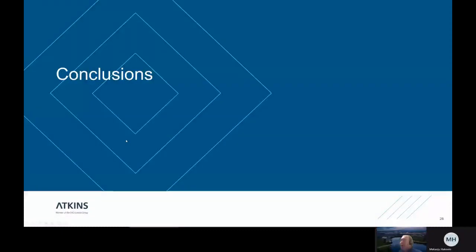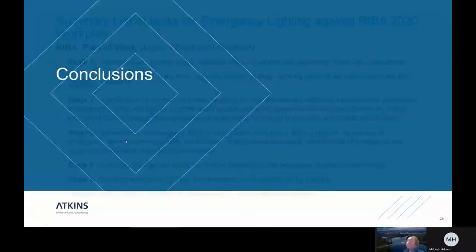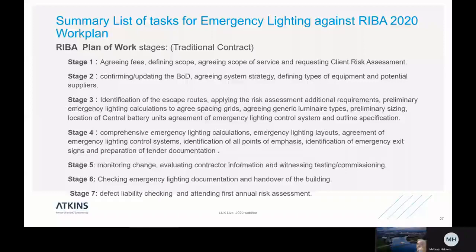So a few conclusions. Agreeing fees, scope, defining the scope, all of that is stage one. Confirming the basis of design, agreeing the system strategy, defining types of equipment, all at stage two. The later you do that, the more problematic it will be. Identification of the final escape routes. It may be that that actually happens under stage two there.